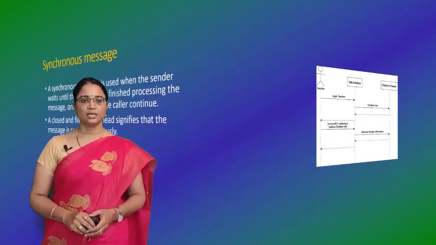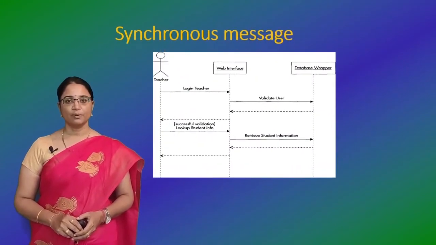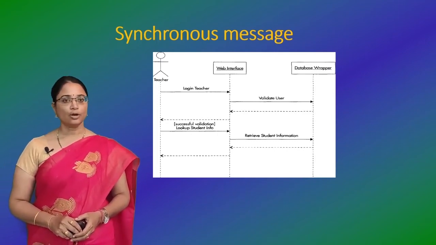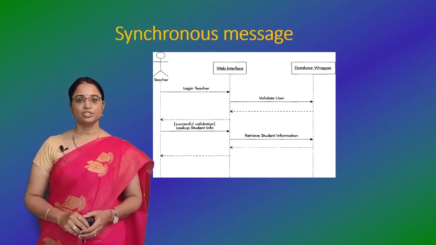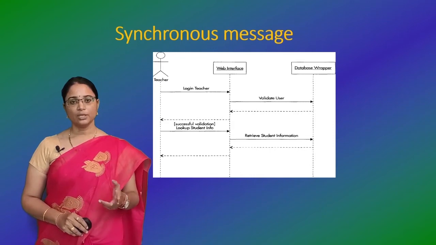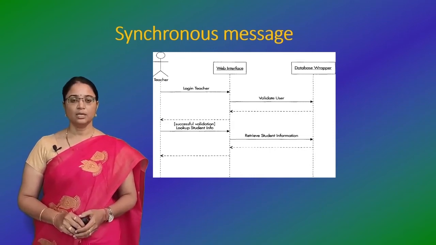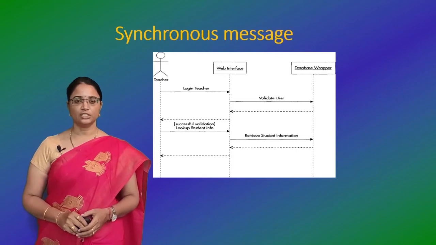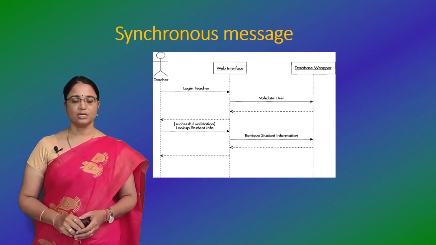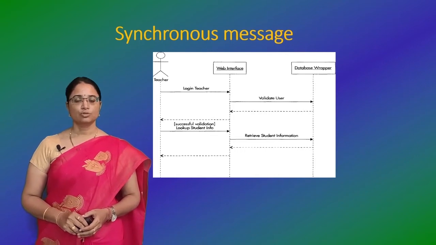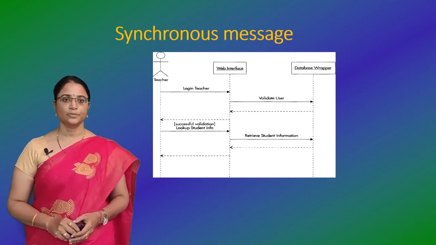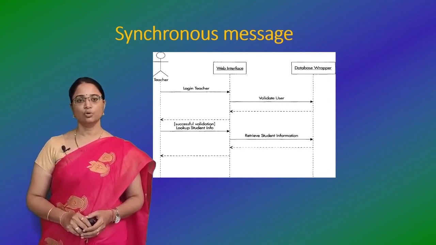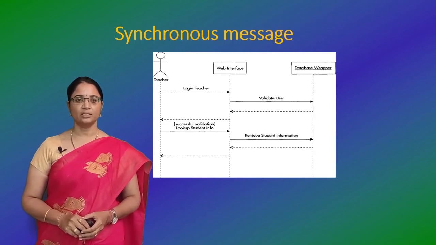If you see the example here, we have teacher, web interface, and database wrapper. The teacher logs in using her credentials. After that, the database wrapper validates the user and gives a response that she is a valid user. That is the successful validation of the teacher based on her user ID and password. Next, she can look up the student information. Until she is validated, the next process will not be done in synchronous communication. Only after login can she look up the student information. That is what is explained in synchronous messages.